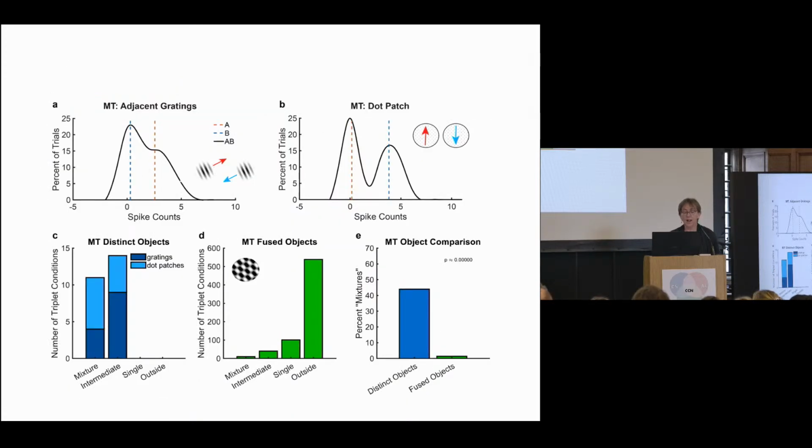What we see in these data sets is really very interesting. For both of the distinct object cases, we see mixture response patterns, both at the single unit level and at the population level. But we do not see that when the gratings are presented on top of one another and form a fused object. And this difference in the existence of mixtures in these MT datasets is quite significant.